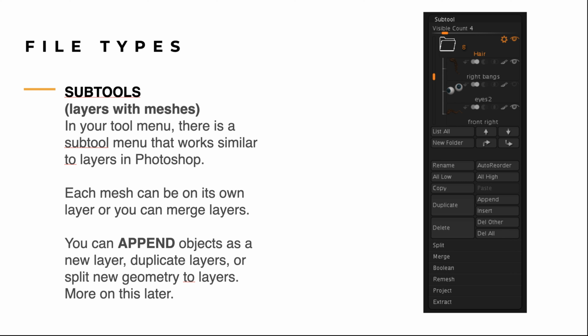Within Z tools are individual subtools, and I like to think of these as layers with meshes on them. The layers work similar to Photoshop. You can merge them, you can split them, you can also append objects as a new layer, you can duplicate layers, and you can use different methods of organizing your layers, like folders and things. And you can also rename your layers so you can keep track of what everything looks like.